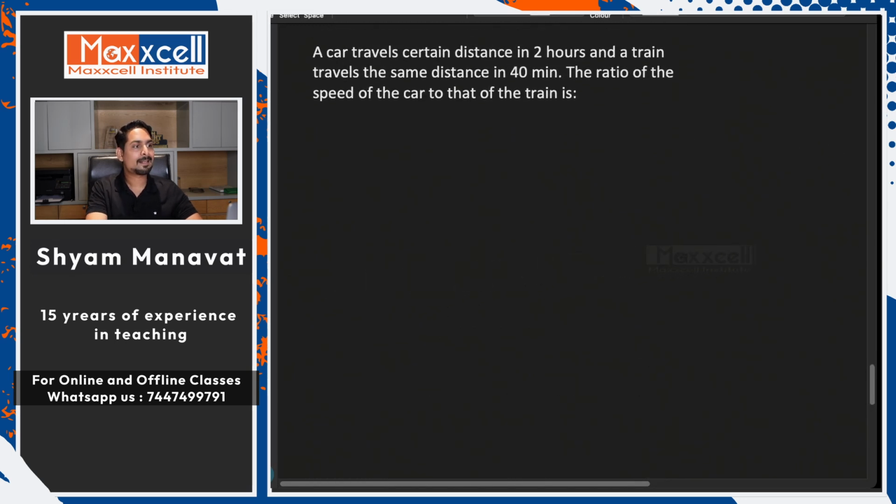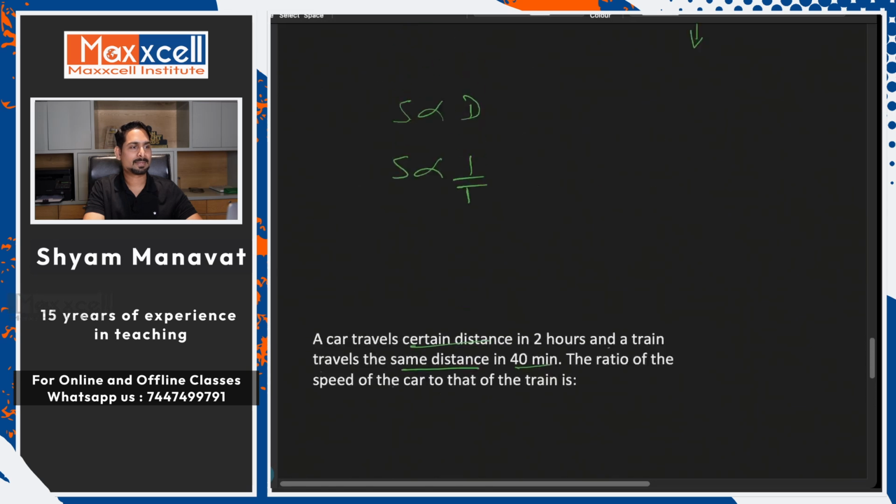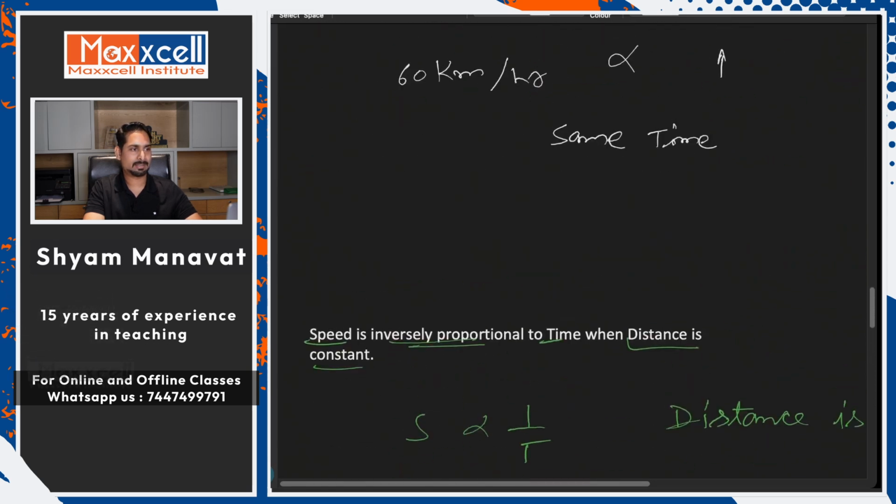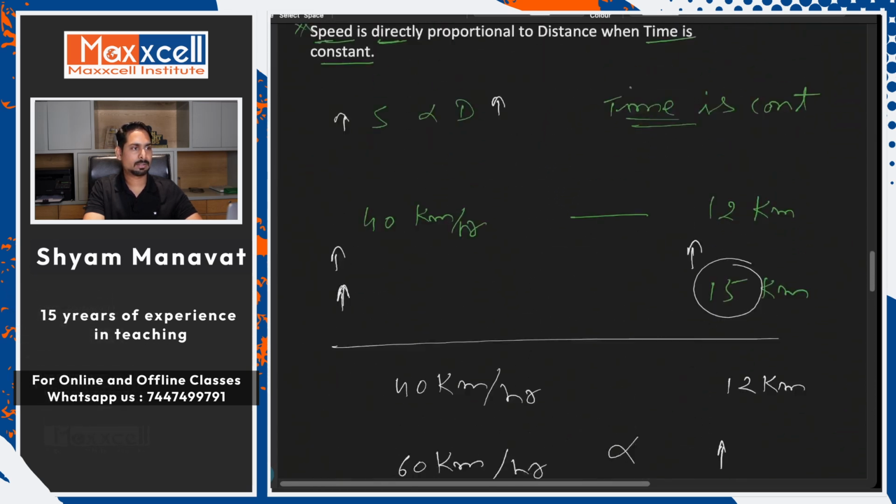So here it says a car travels a certain distance in 2 hours, and the train travels the same distance in 40 minutes. What is the ratio of the speed of car and train? Okay, fine. Let's come back to this.